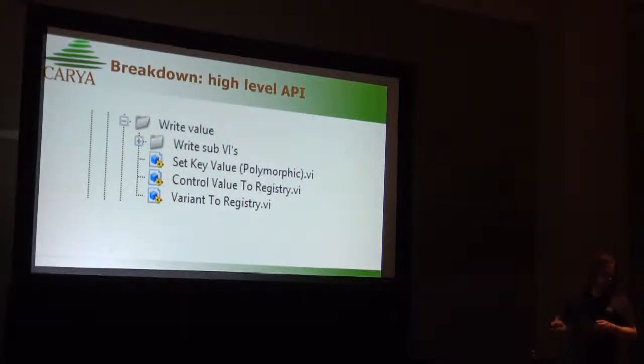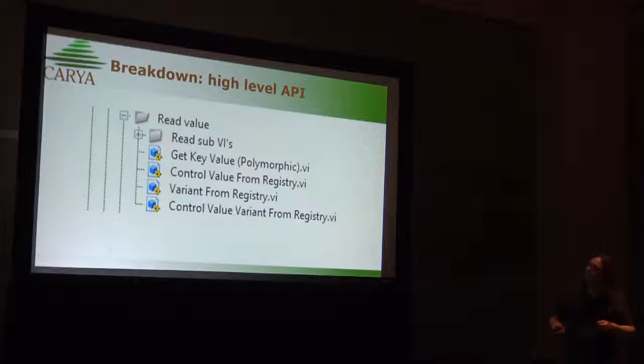Read-write value. We have a set key value that's polymorphic. All the instances of the polymorphic VI are over here. At some point they will change to malleable VIs probably, but I'm now in 2013, so that doesn't work. Read is almost the same. These are functions that I want to use later on to get values from the registry and get variants from the registry.